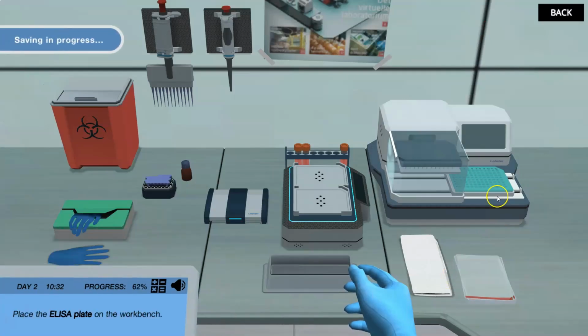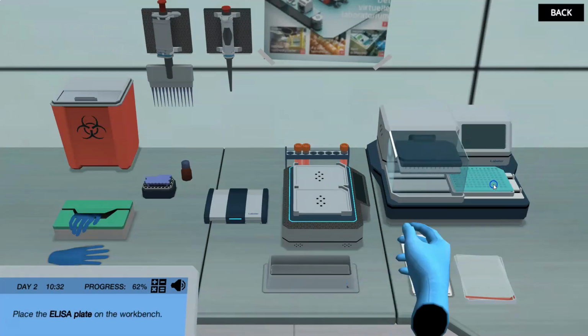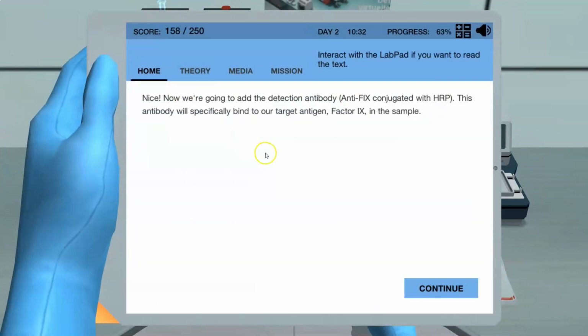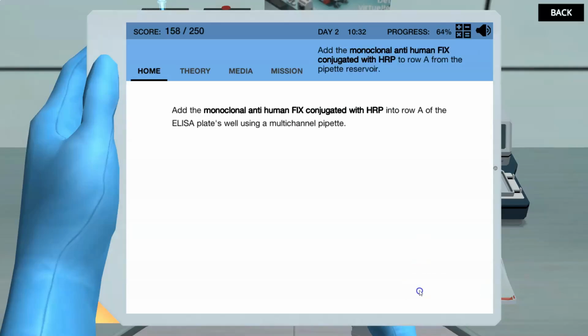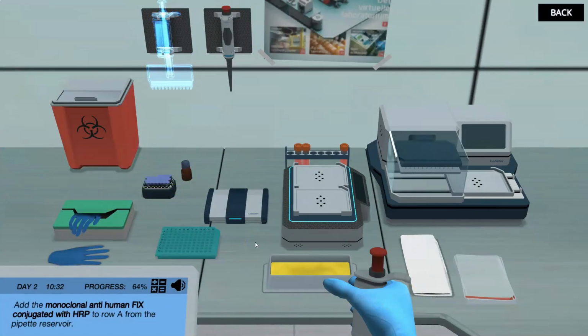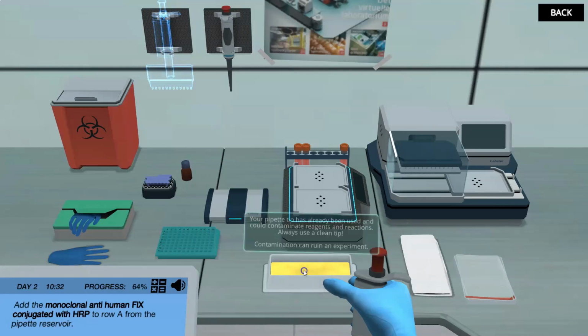Place the ELISA plate on the workbench. Pick up the multi-channel pipette. Nice. Now we're going to add the detection antibody. This antibody will specifically bind to our target antigen, factor IX, in the sample. Add the monoclonal anti-human factor IX conjugated with HRP to ROA from the pipette reservoir.